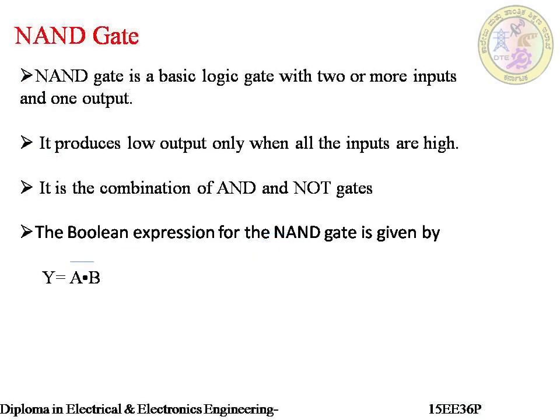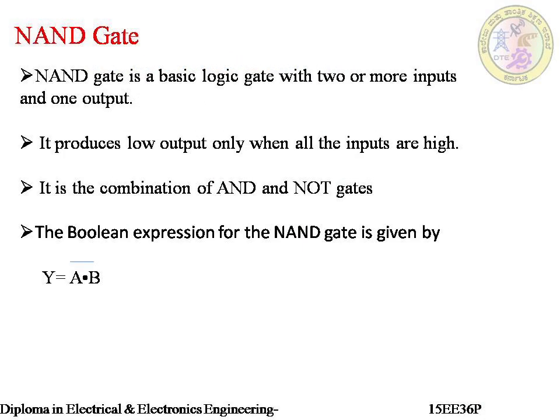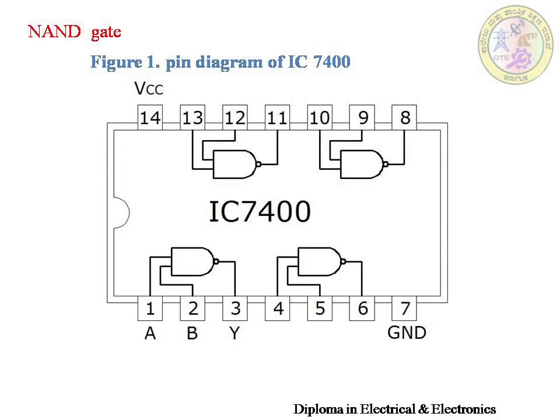NAND gate. NAND gate is also called a universal gate which has two or more than two inputs but only one output. It is the combination of AND gate and NOT gates. The Boolean expression for the NAND gate is given by Y is equal to A into B whole bar. This is the pin diagram of IC 7400, that is NAND gate. It is a 14 pin IC in which pin number 7 is connected to ground, pin number 14 is connected to VCC. Pin number 1 and 2 are inputs and pin number 3 is the output.